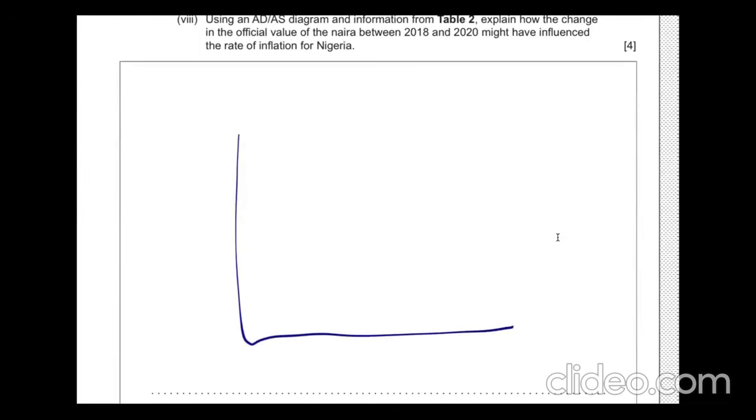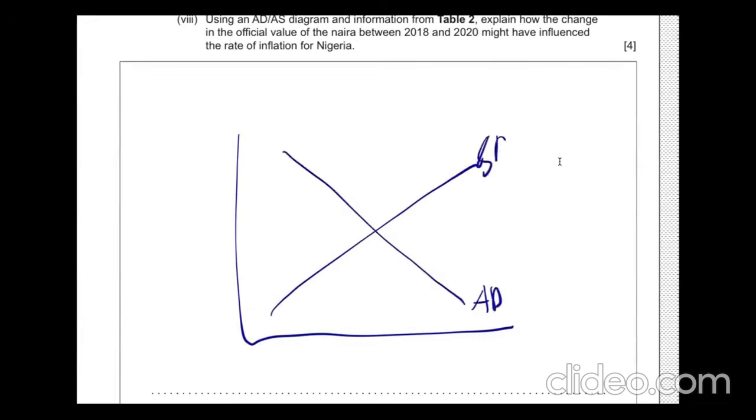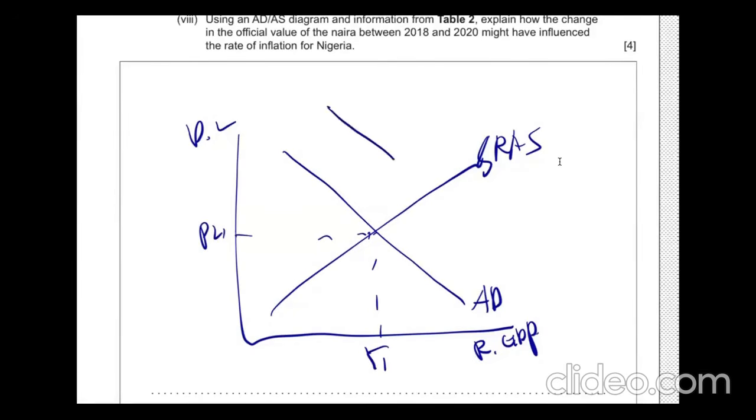So in terms of AD-AS, I can tell AD, SRAS, price level, real GDP. It's the previous Y1, PL1, but then my net exports are going to increase. So I can assume that my AD will increase. Y2, PL2. That's what I can tell.